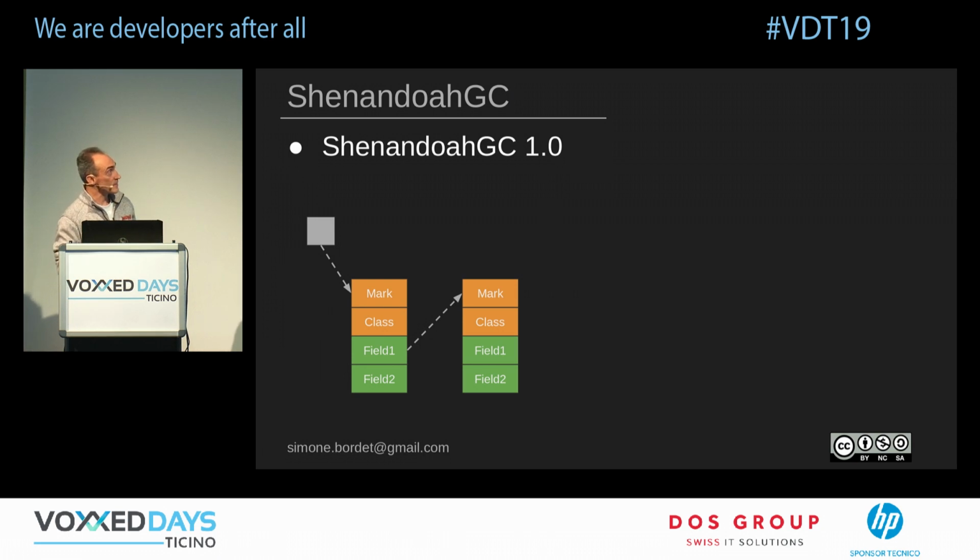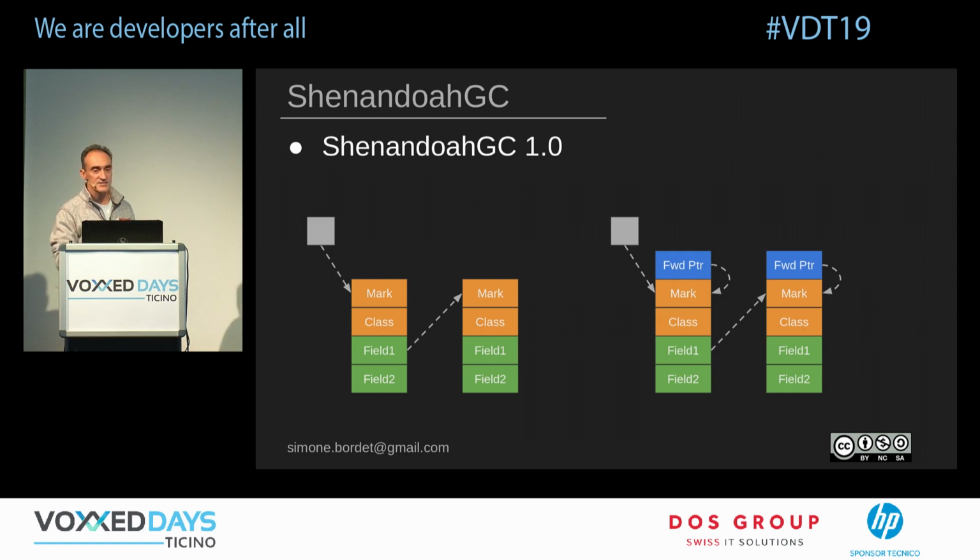1.0. And so here's the status of, you know, three objects pointing to each other. So you have this field pointing to the beginning of another object, right? So what Shenandoah does is it adds a forward pointer before the actual object. And so this is the structure for Shenandoah 1.0. There's this additional pointer that points to itself, okay? Why is that useful?